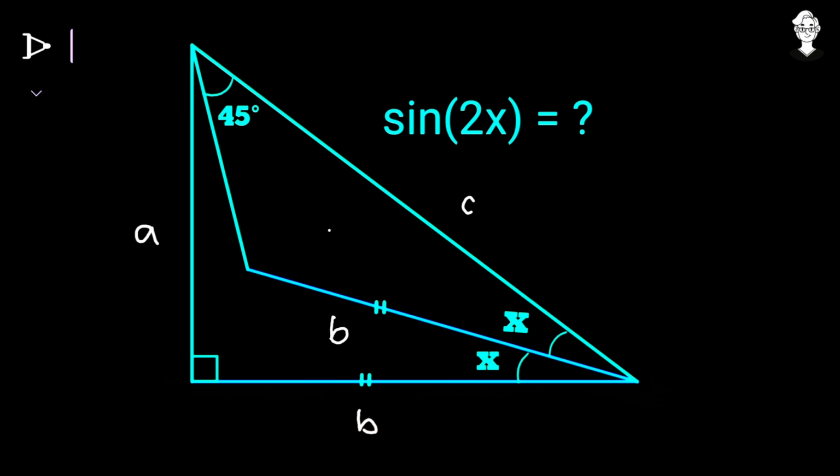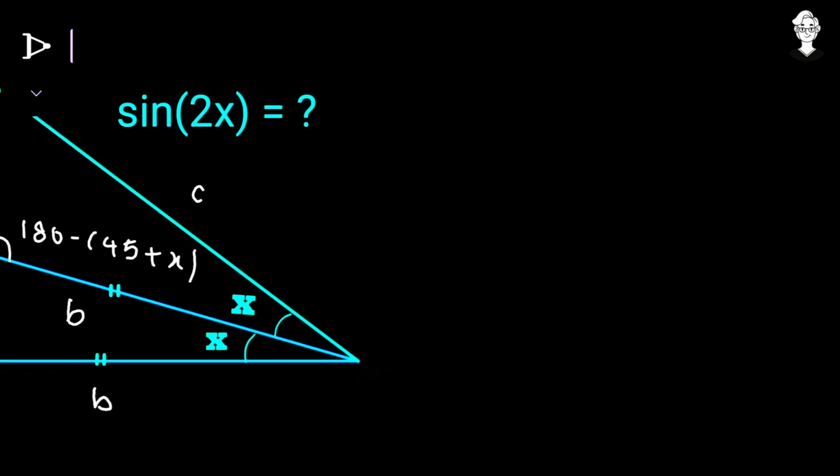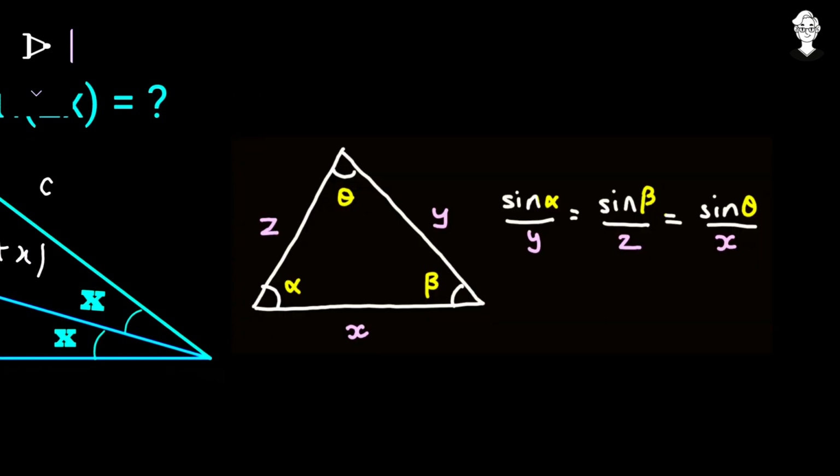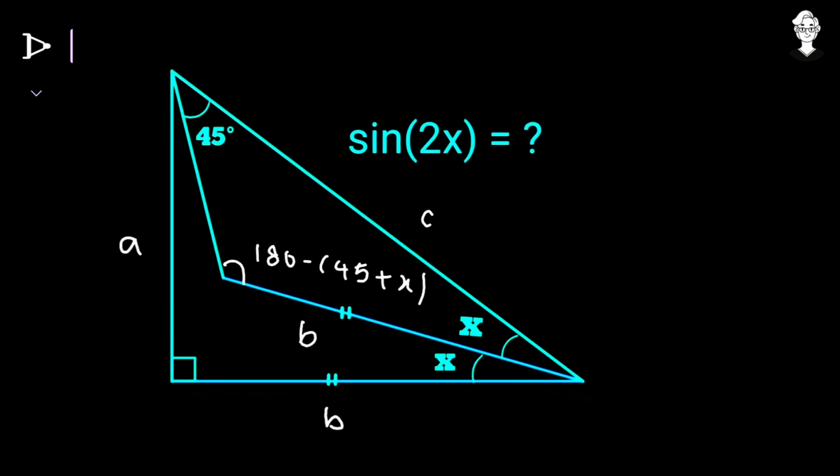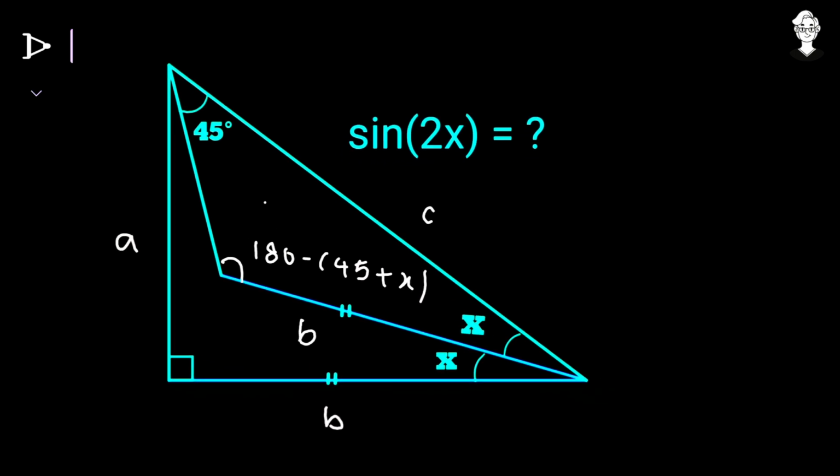Okay, now look, in this particular triangle we have one of its angles as 45 degrees and another angle as x. So by the angle sum property, this particular angle is going to be equal to 180 minus (45 plus x). Okay, now what we are going to do is apply the sine rule in the same triangle. So first of all, let us see what the sine rule is. So here is the sine rule. So now we are going to apply the same sine rule in this triangle.